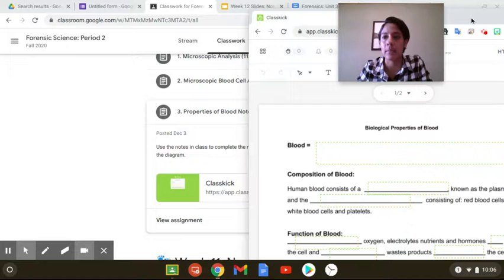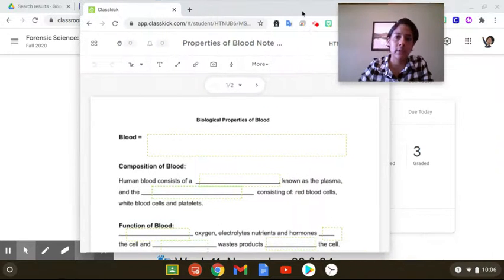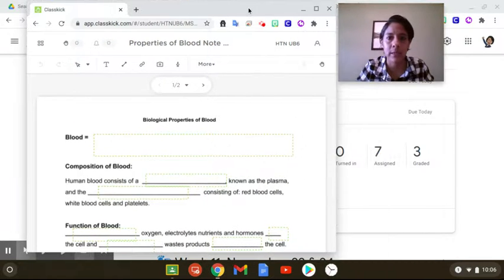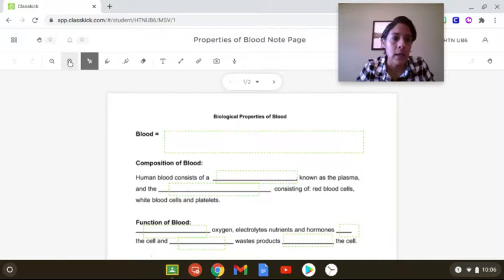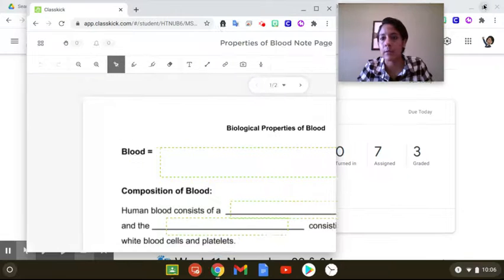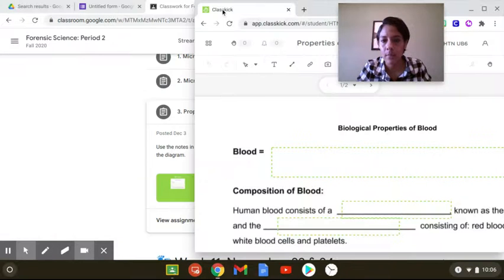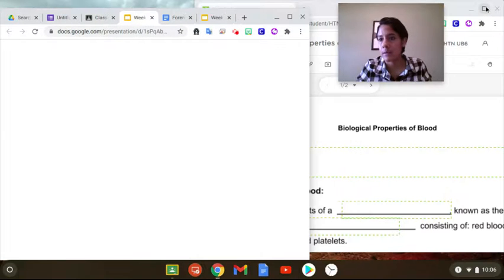looks like this. I'll make it large on the screen. What I'm going to do for this video is I'm going to split my screen so you can see both this note page here and the slides, and we'll fill it out together in the video. Okay, so here's the note page, and now let me go ahead and get the slides up here.